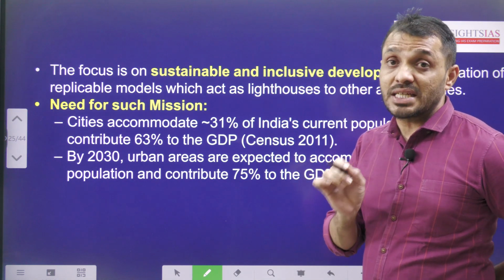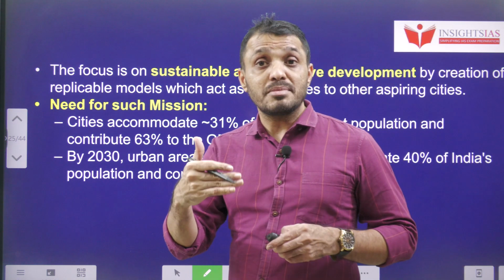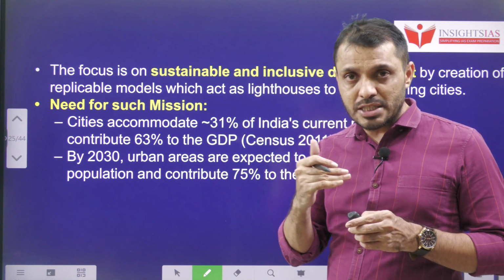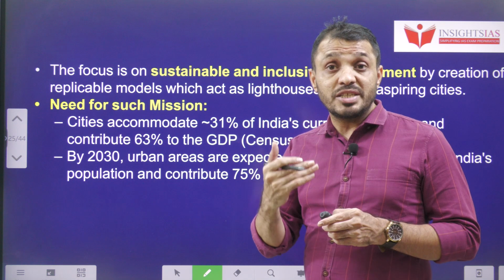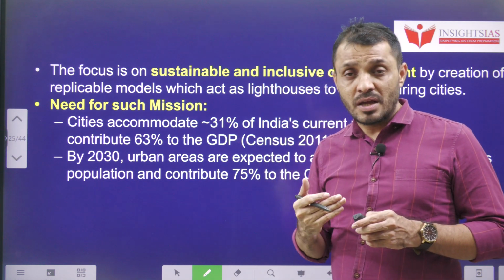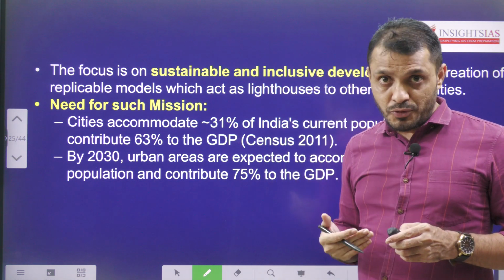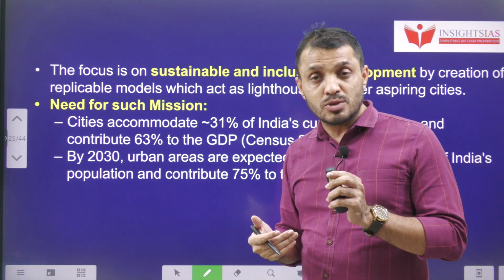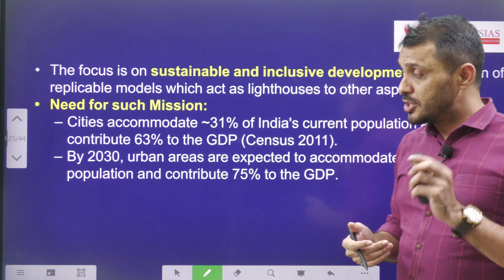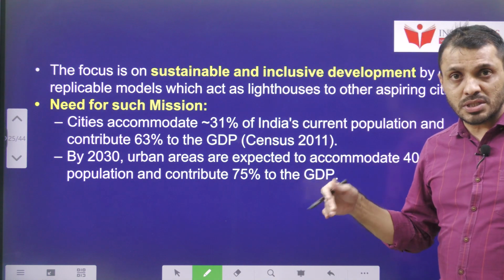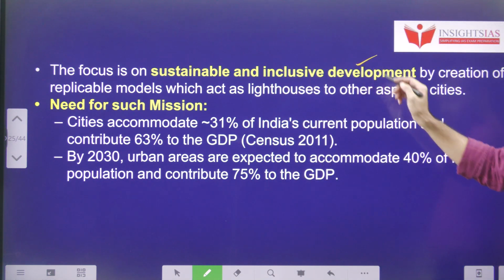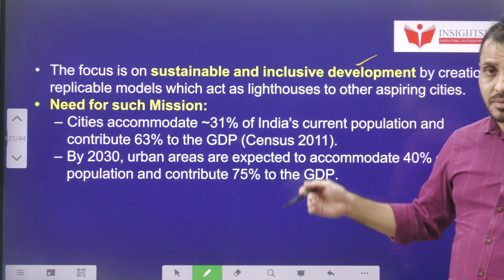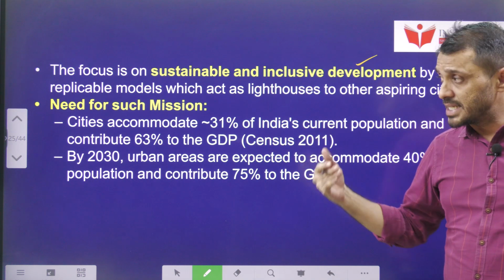Why do you have to concentrate on the cities? Because as time goes on, the number of people living in cities is growing. Even the contribution of cities to GDP is also growing. So according to a few estimates, in the near future the GDP contribution from cities is going to be 2/3 of the entire GDP. The focus is on creating sustainable and inclusive development by creating smart cities.